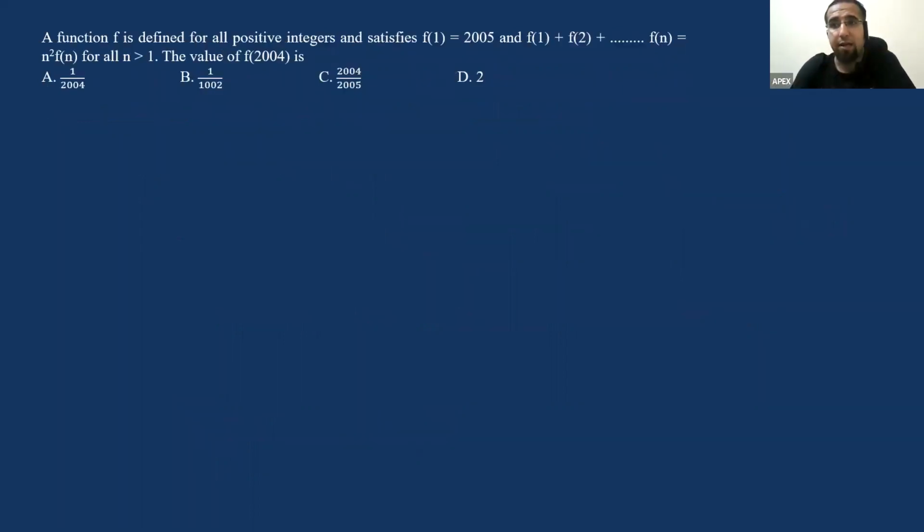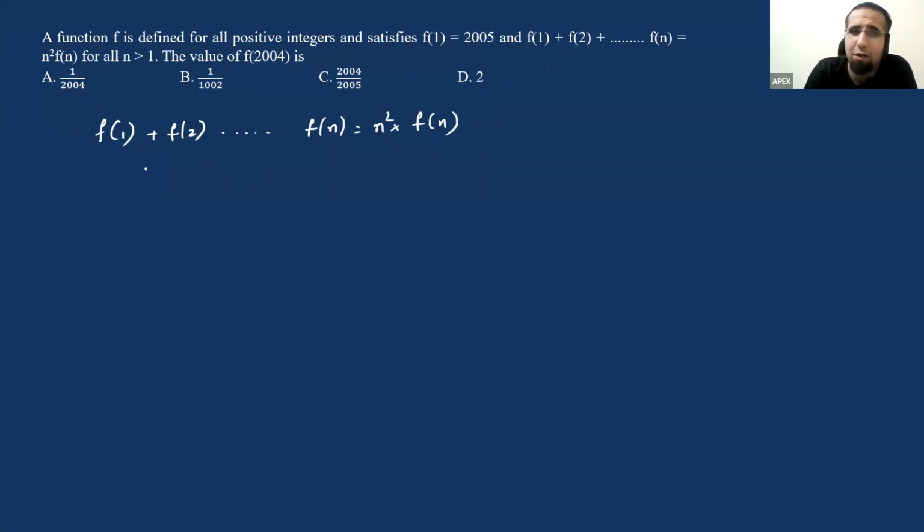Now, this is again a standard CAT question. You should have solved this in the class. Even if not, let's try to understand. This is a standard equation. Always look at this as f of 1 plus f of 2, and so on, till f of n is equal to n square into f of n.